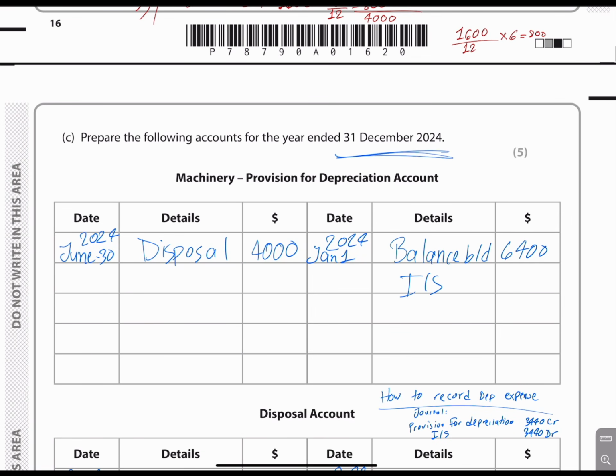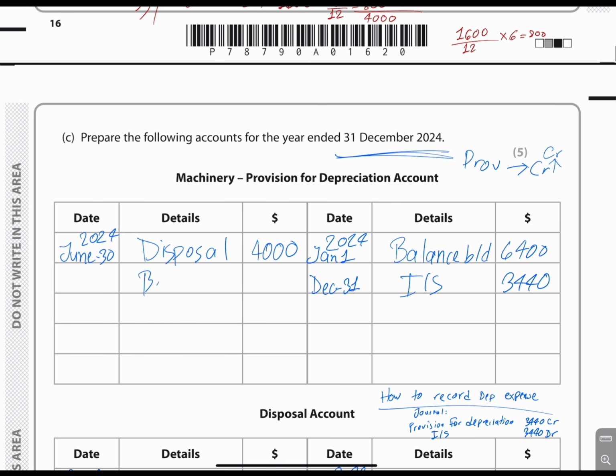Because provision is a credit item, right? Provision is a credit item. When we further record provision, it increases. So when a credit increases, it's always on the credit side. That's a logic that you can use to remember, but you should also know the format. So 3,440. What about the date? December 31st.